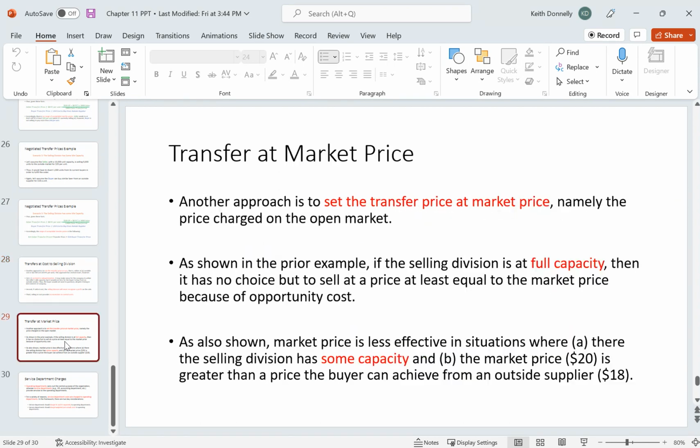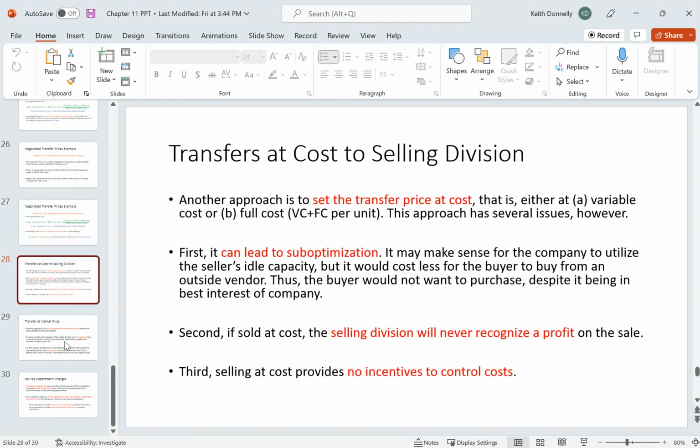A second area here, and I think I might have accidentally skipped over it, right? We could use cost. So if we're basically looking to sell it from one division to another, just sell it at cost. Now, that could be measured as just variable cost, or it could be full cost, variable plus fixed costs. Now, there's some issues here, though.